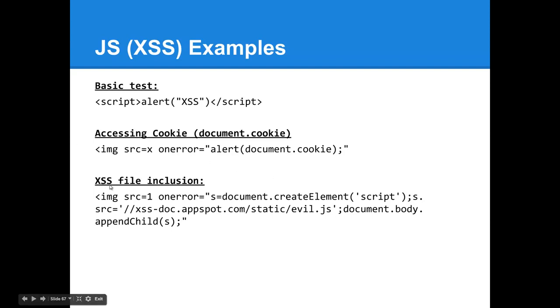Now, this third example shows a similar vector that on the error creates an element that will run, and it will access a JavaScript file to run from this given URI, so it's a remote file potentially, and it will append it to the current document's body, which will cause it to be rendered and allow it access to the document's objects potentially.